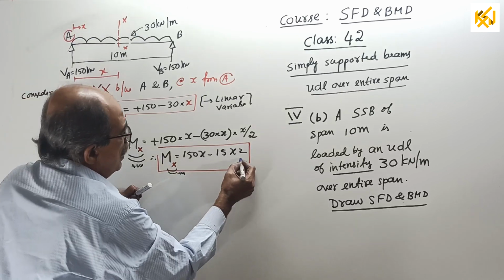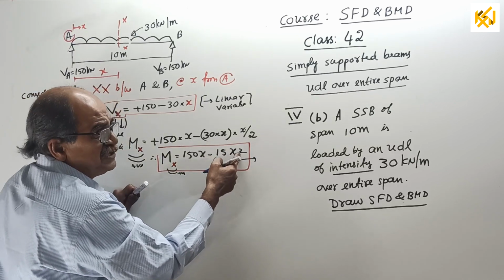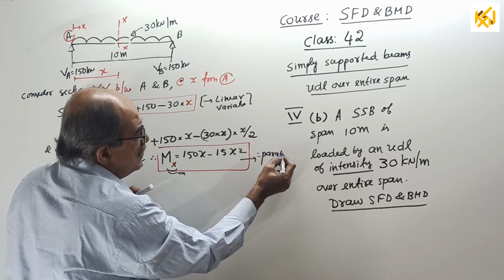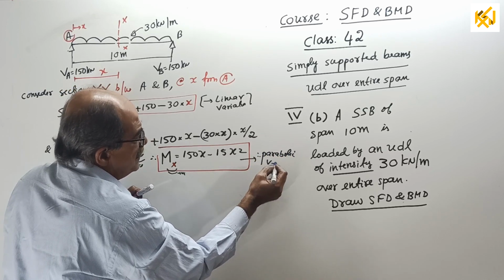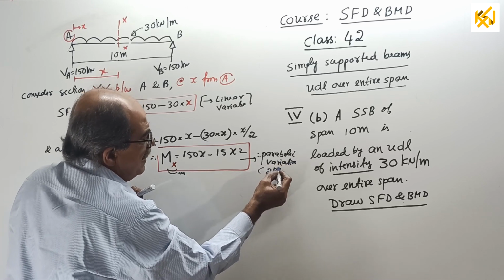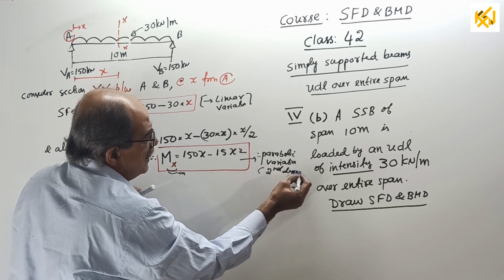Okay, now the highest power of x is 2. Therefore, you can tell it is a parabolic variation. Parabolic variation, and in the bracket, second degree. I also told this one, second degree.